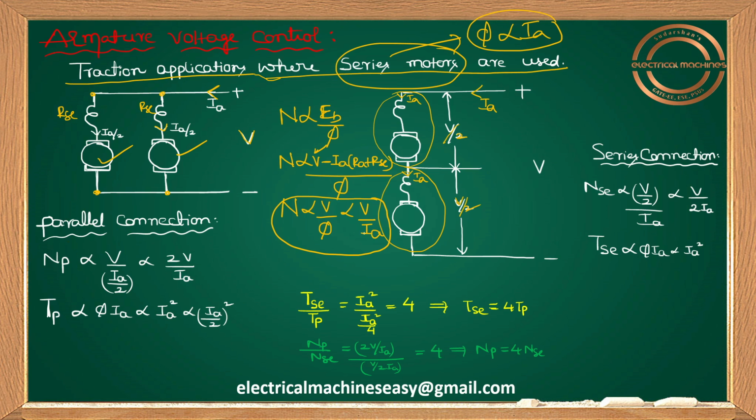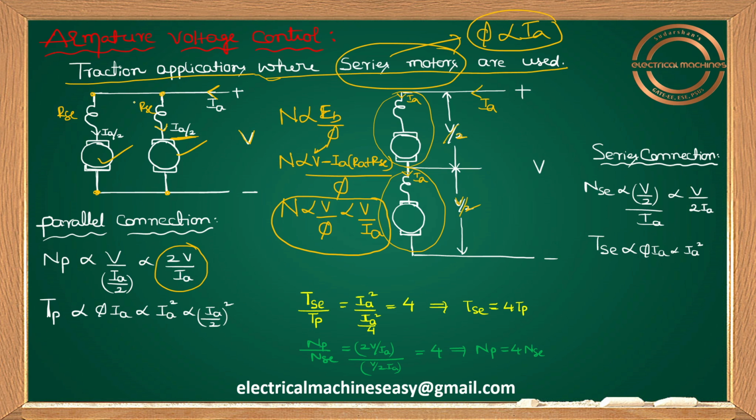First of all, suppose series motors are in parallel. You know the formula: N is proportional to V by IA, I told you. So NP, the parallel combination speed, is proportional to V, the voltage applied, meaning the armature voltage across each motor is V only, divided by the armature current in each motor, which is IA by 2 in parallel combination. It becomes 2V by IA.